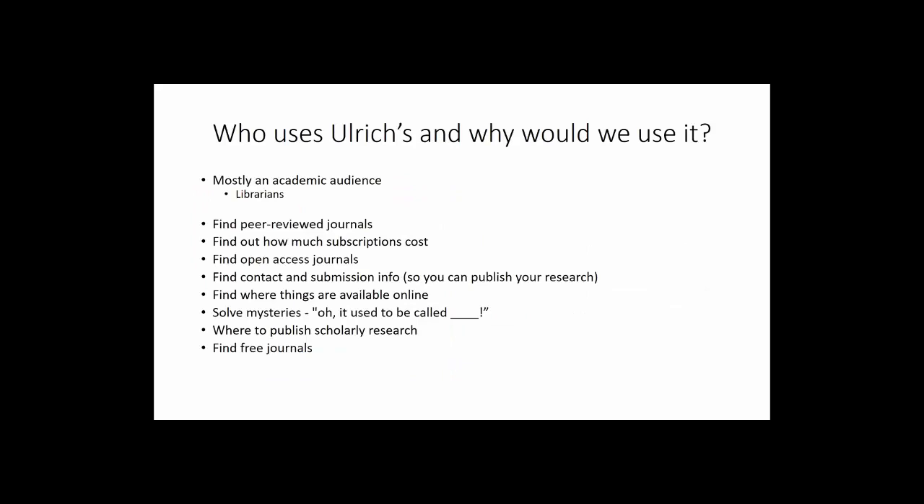So who uses Ulrich's and why? The audience for Ulrich's is mostly academic and mostly librarians, but there are a ton of reasons to use it. For example, it's handy to know if a particular journal is peer-reviewed, how much a subscription costs, and whether it's open access. We might use it to find contact and submission information for the purposes of publishing. I use it to solve mysteries like, oh, there's 2 journals with that name, or that journal used to be called such and such. And it's definitely handy to find free online journals too.